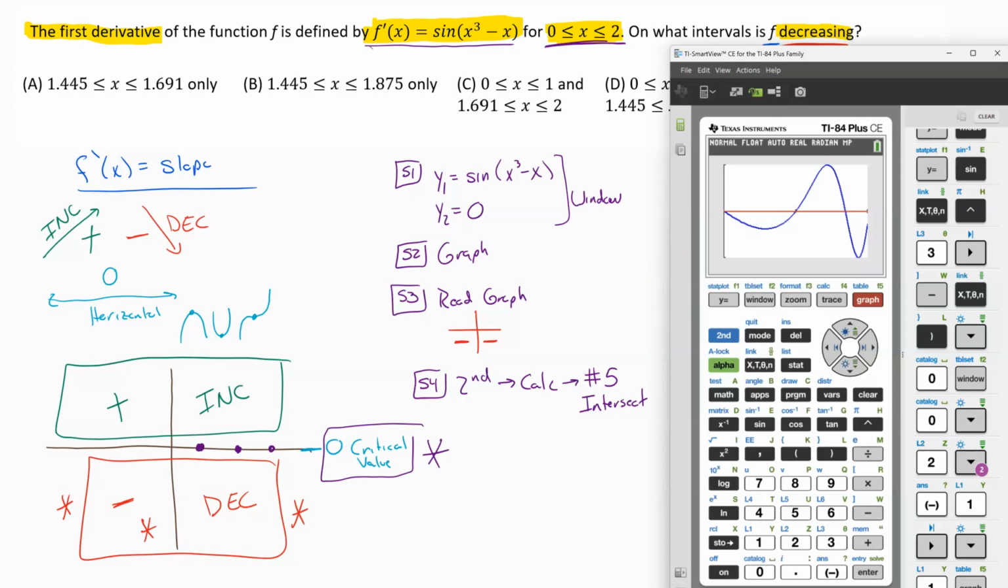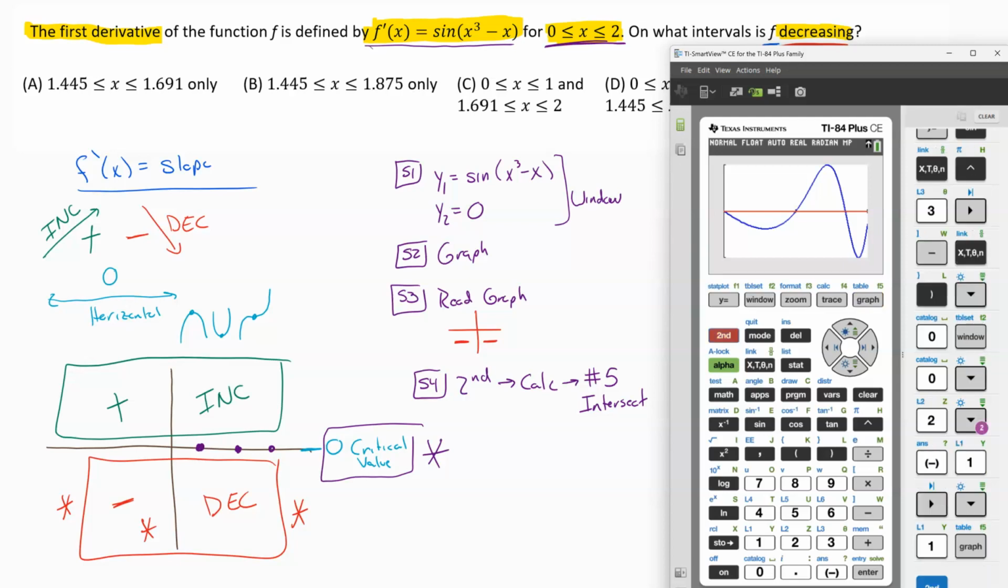Then the graph goes into the positive space, and then here again hits 0 and drops down into the negative. So that's another decreasing section. So I know I have two decreasing sections, and now I just need to find what those actual points are where it's changing. So I want to find the intersect between these two graphs.